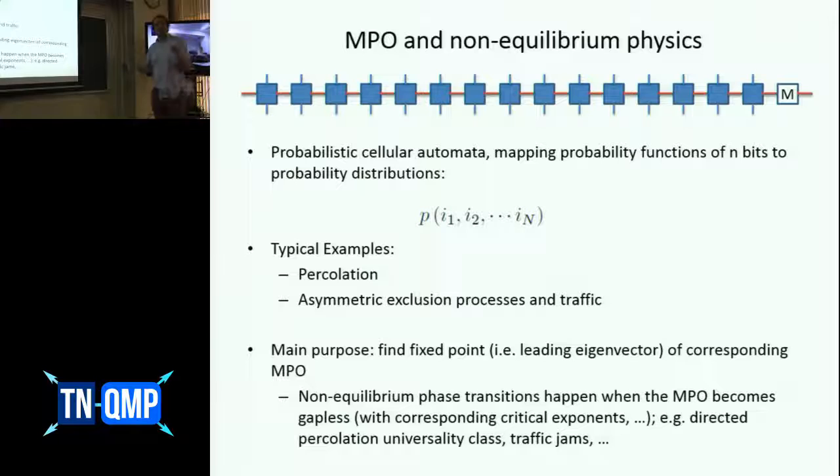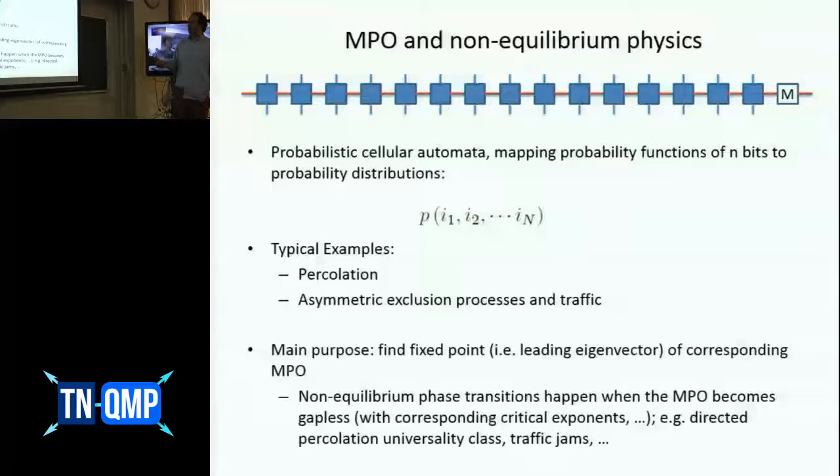These non-equilibrium phase transitions will happen when the matrix product operator becomes gapless. And then you have corresponding critical exponents. This is exactly what Frank talked about: how do you diagnose it? The interesting case is where this becomes critical. Even in the case of a critical system, we can diagonalize this using matrix product states, and then do some scaling as a function of the bond dimension to extract critical exponents. Although we saw on Monday that sometimes this is not so easy. There are certainly problems for which things are hard, but that of course makes it more interesting.